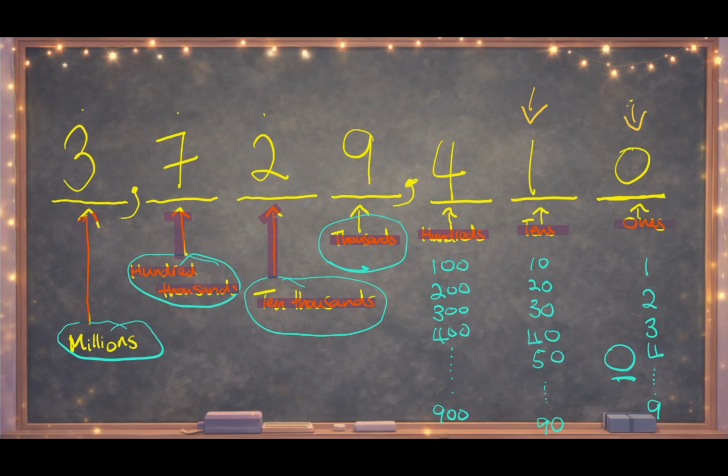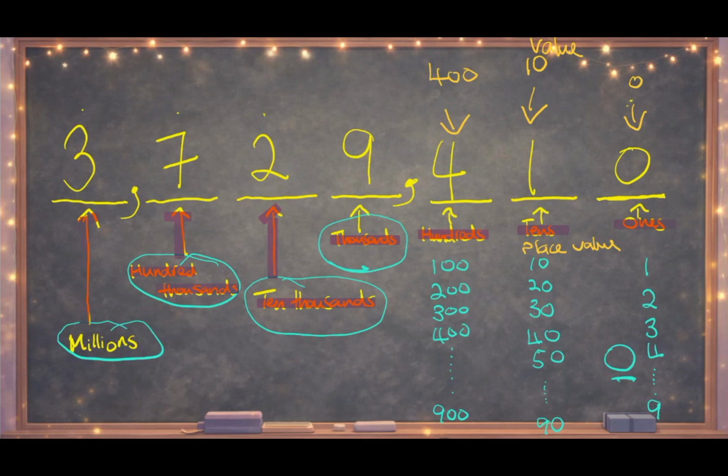Let's move to tens. The place value of digit 1 was tens. Then what is the value of this digit 1? It is 10. So that's the value, and this is the place value. The place value of digit 4 was hundreds. Then the value of 4 is going to be 400, because if you have 4 in the hundreds place, it's going to be 400.